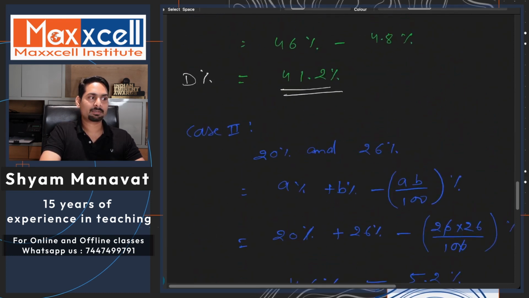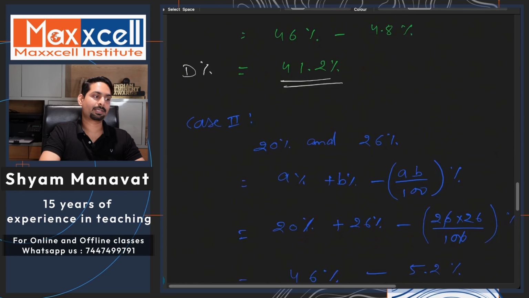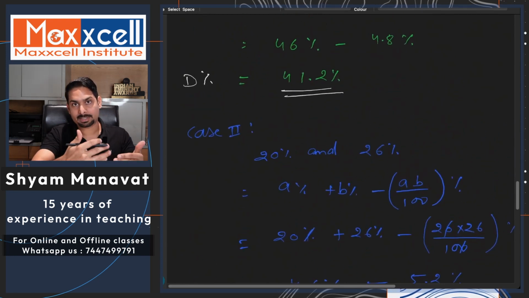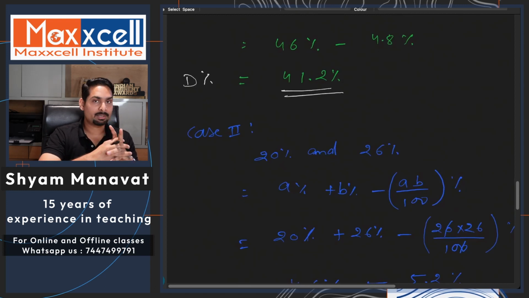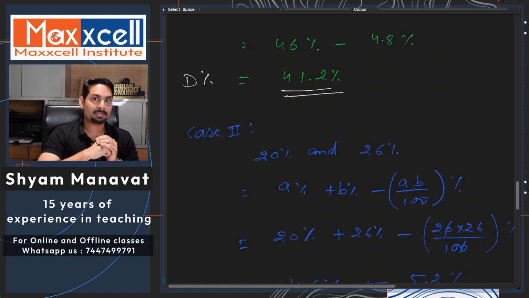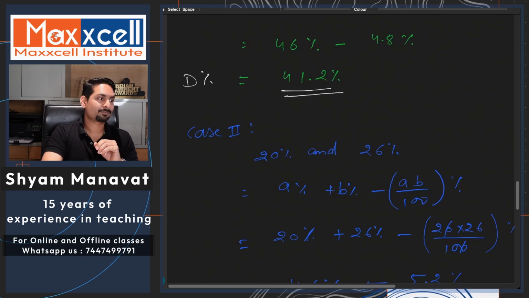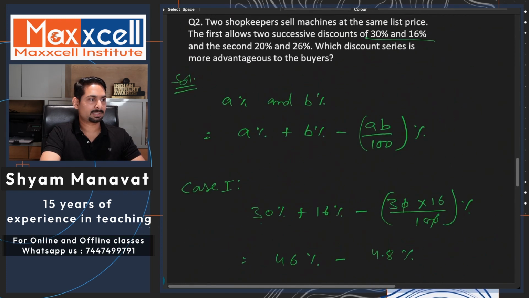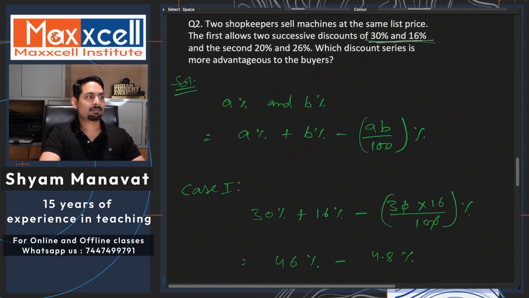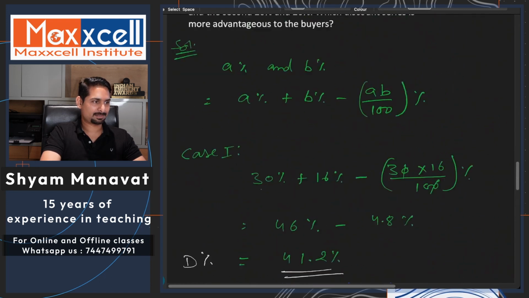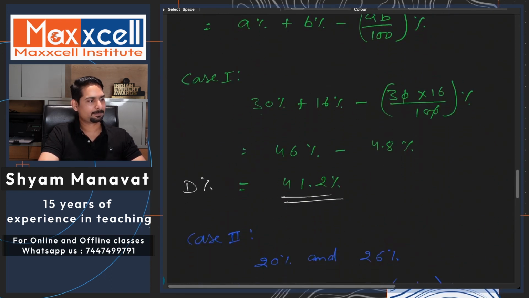Case 1 is 41.2%, case 2 is 40.8%. That means where the customer gets more discount is favourable, it is advantageous, right? So which scheme will be advantageous for the customer? It will be case 1, this 30 plus 16. This will be advantageous for the customer, for the buyer. Okay, that is the answer, the first case.